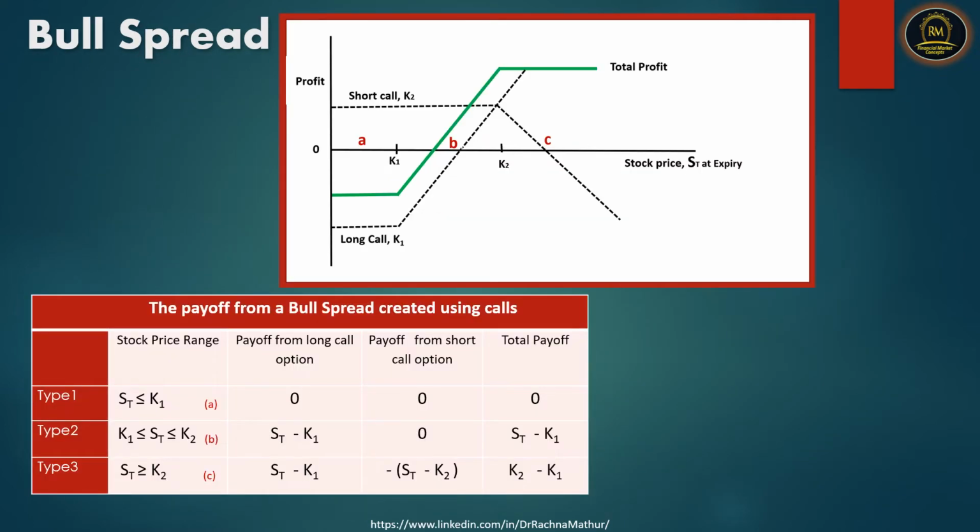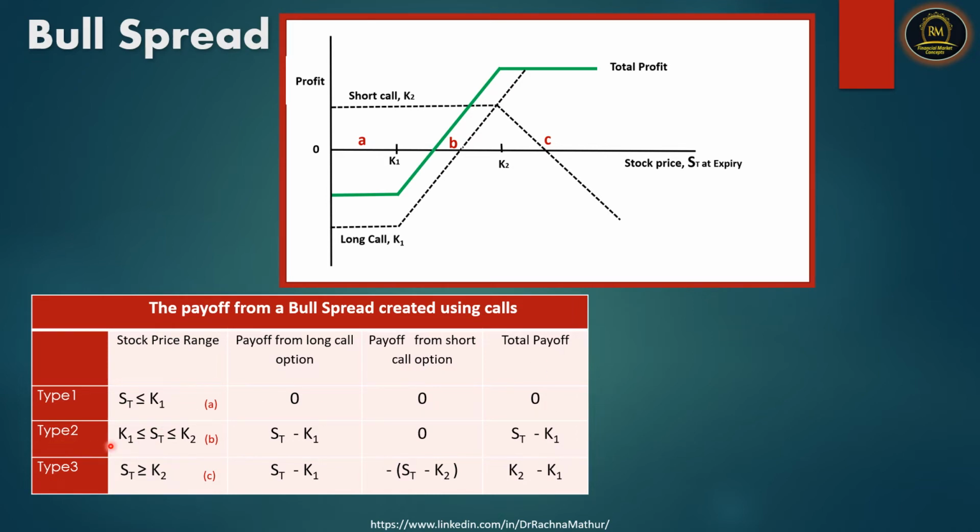Now let us analyze the payoff table. This is the payoff from the bull spread created using calls. Here we have type 1, type 2, type 3, three probable positions of the stock price range. This is the payoff from the long call option, this is the payoff from the short call option, and this is the total payoff from the long call and short call options. So the first type is if the stock price is less than K1, somewhere here. Your payoff from the long call option will be 0, the payoff from the short call option will be 0, and the total payoff will be 0.